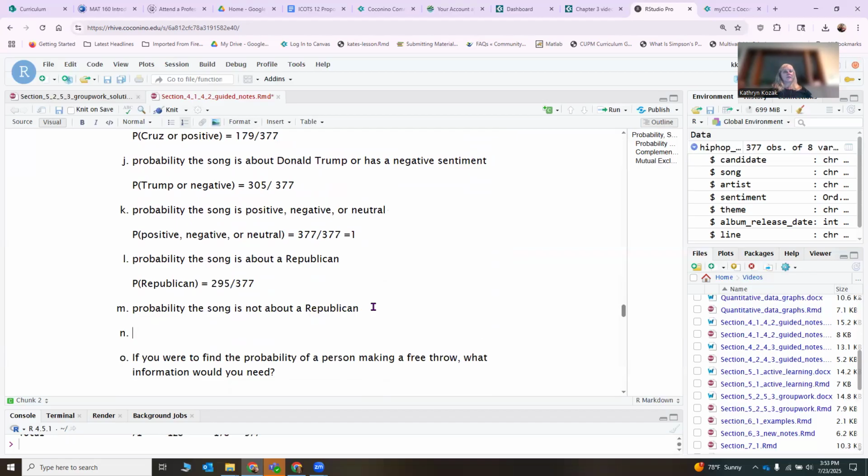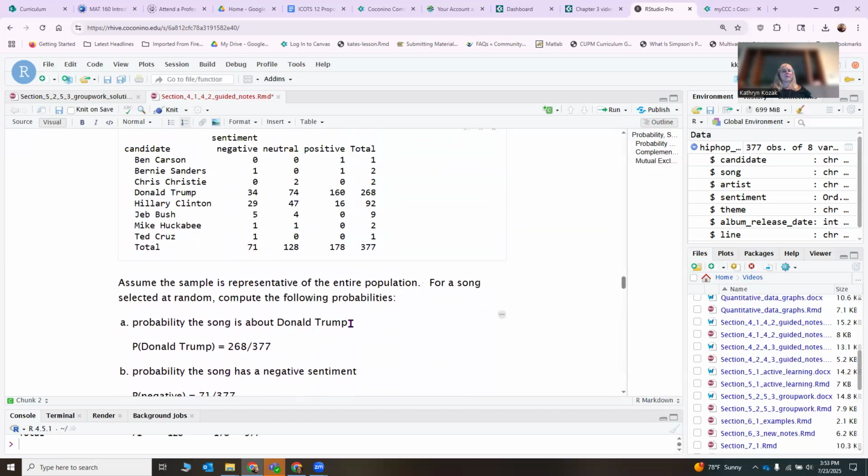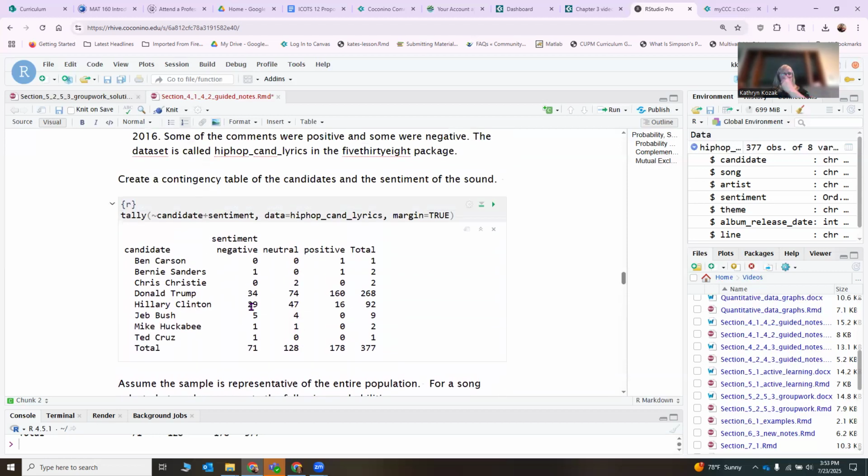Now let's find the probability the song is not about a Republican. So going back up to my chart, Hillary Clinton is not a Republican. That was 92. And Bernie Sanders was not a Republican. That's 2. So 94 would be that number.